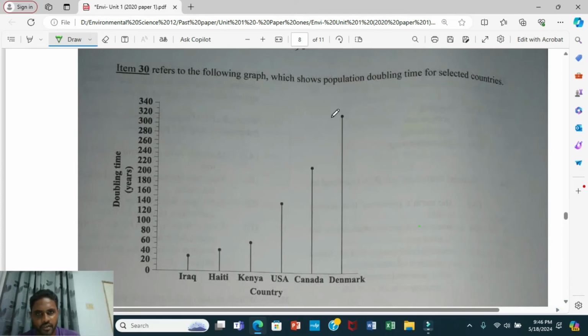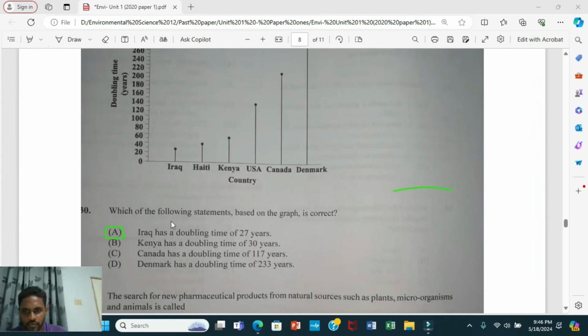Item 30 refers to the following graph, which shows population doubling time for selected countries. So over here they have the selected times, and over here they have the countries. It says, which of the following statements based on the graph is correct? Of course, that's A. You just have to read them off, guys.